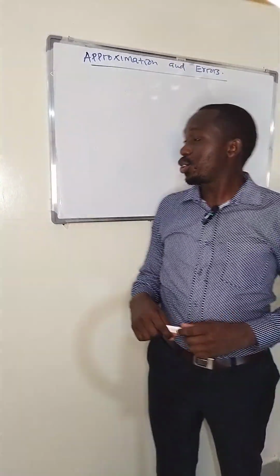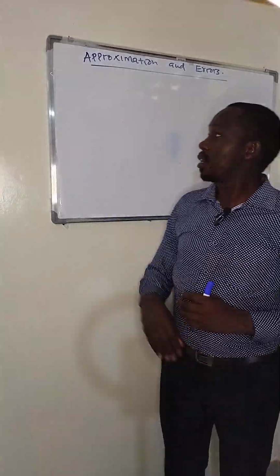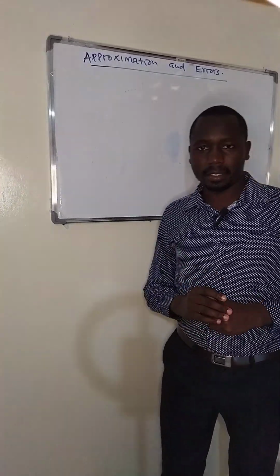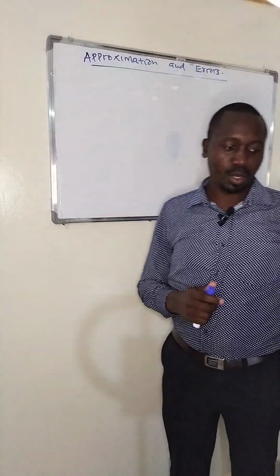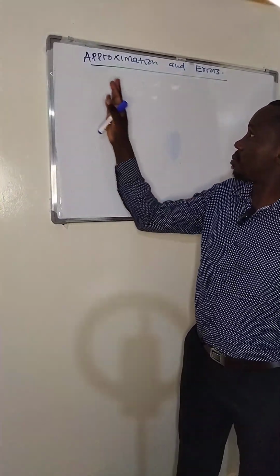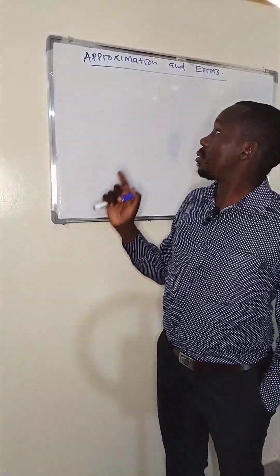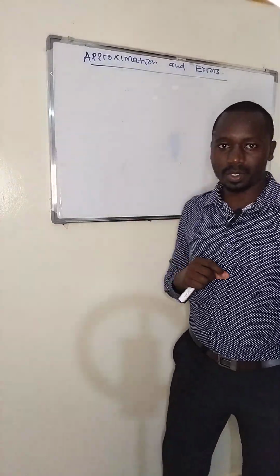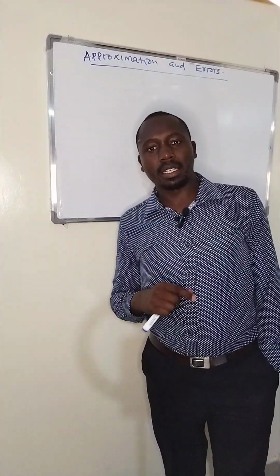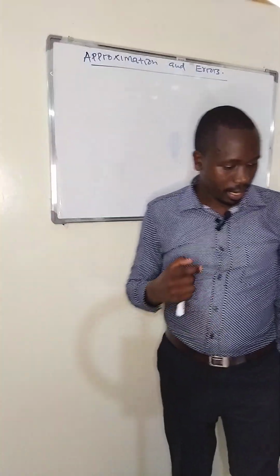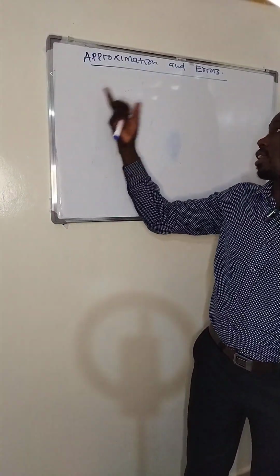Welcome to our next session. This is the second topic in Form 3, Approximation and Errors. So in this case, we are going to be working around approximations and errors. And in fact, the next thing as usual is the specific objectives. The first objective is approximations and errors, or rather estimation and approximation.